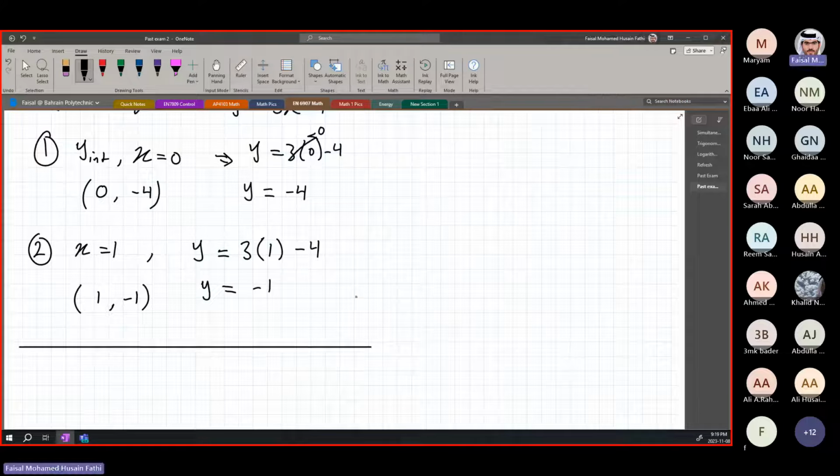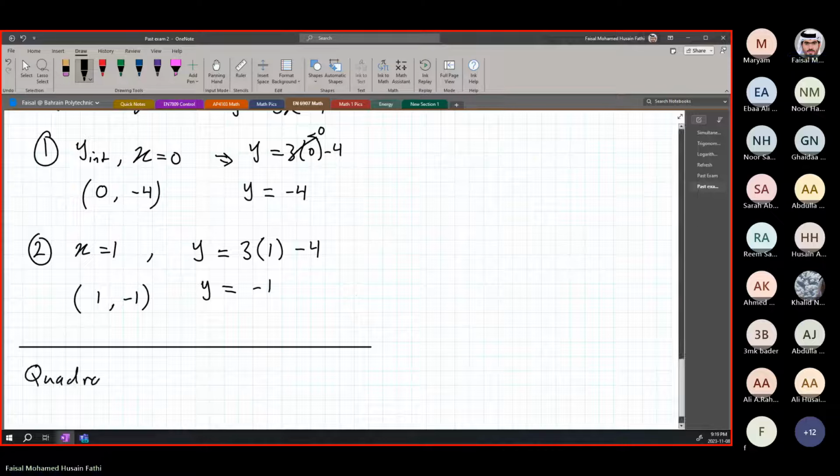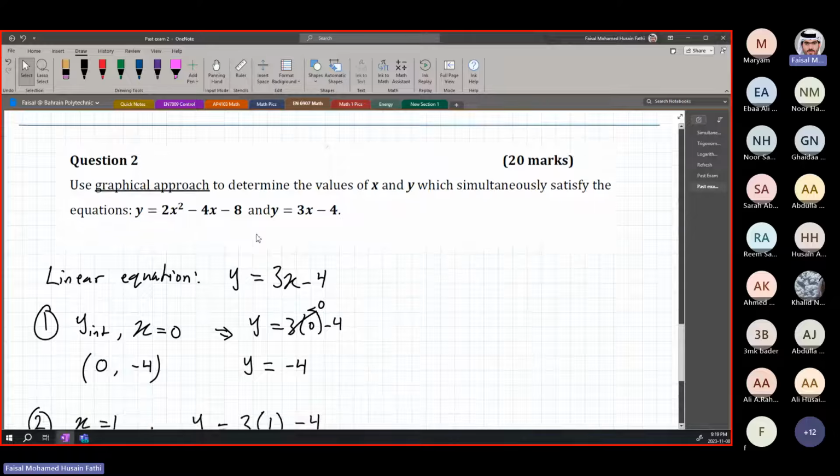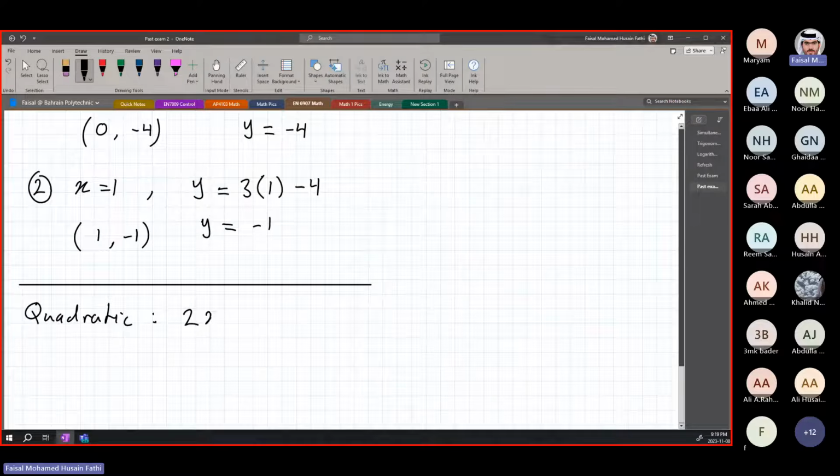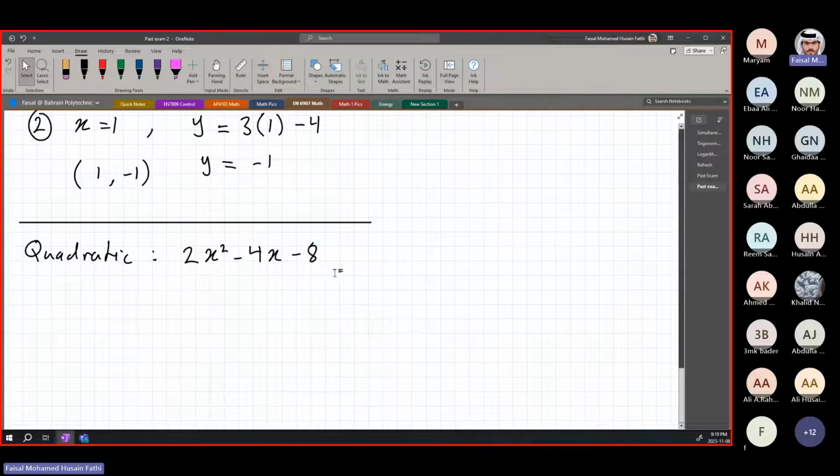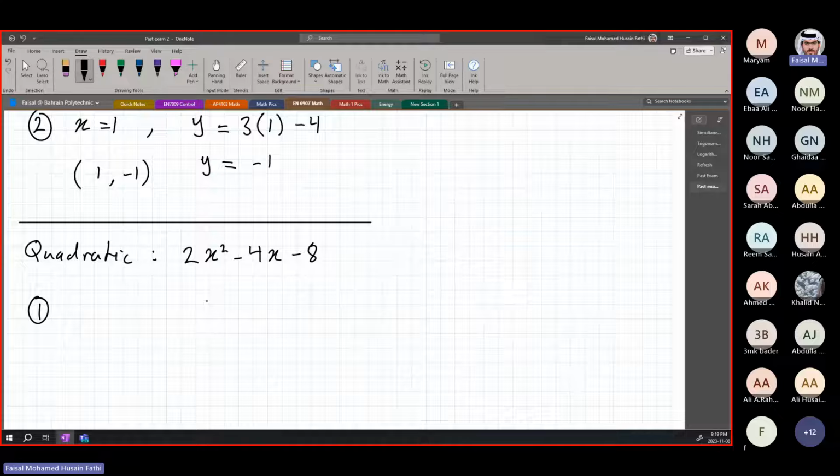Now for the quadratic equation. The quadratic we have is 2x squared minus 4x minus 8. So 2x squared minus 4x minus 8. All right? Now, same exact first two steps. We need 2 points, which are the intercepts. Here you have to find the intercepts, okay?